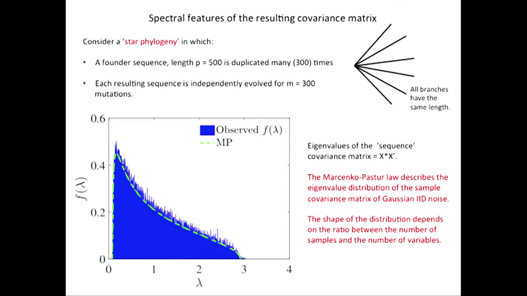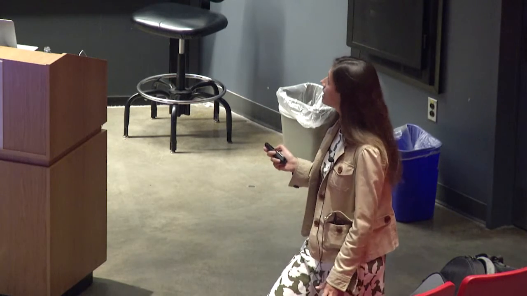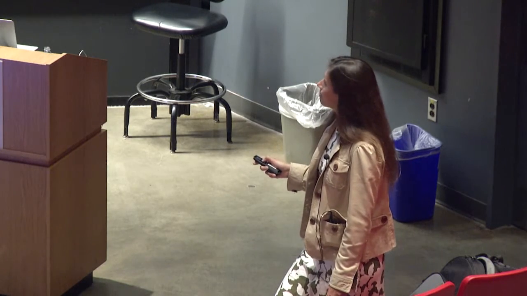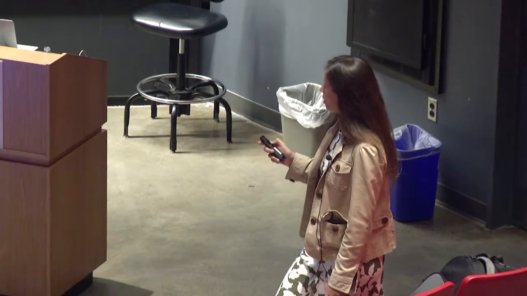But for now, for that system I showed you just now, this green is the Marchenko-Pastur law, and the blue is the observed spectrum. And you can see that we really have quite a nice fit between the two. Okay, so far so good. As long as our sequences are sampled independently of each other, as long as they're IID, then we know what the spectrum should look like.